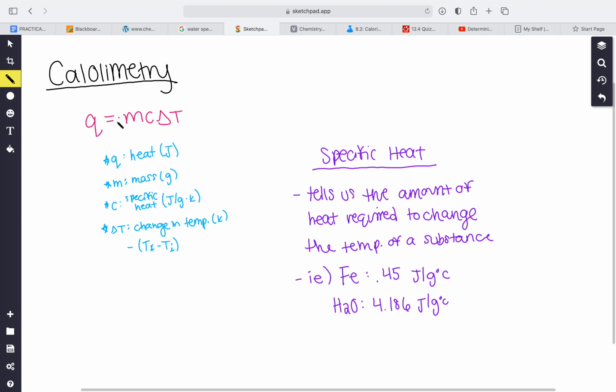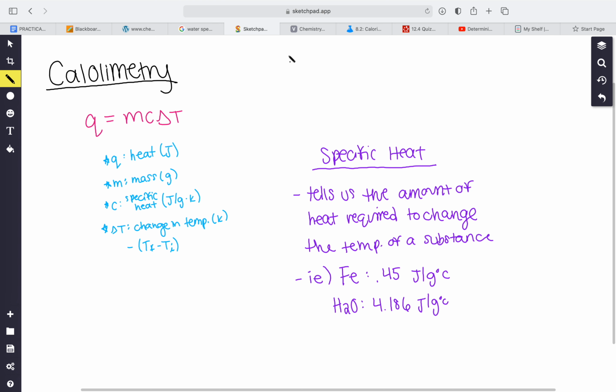Now let's look at exactly what all these mean. Q is the heat in a reaction, which is measured in joules. M is the mass of whatever it is, whether it's an aqueous solution, a metal, whatever. The specific heat is C, which is measured in joules per gram times Kelvin. Oftentimes you also see that as per Celsius. They're the same conversion, so you don't necessarily have to worry about that. If you feel more comfortable changing it from Kelvin to Celsius, go for it.